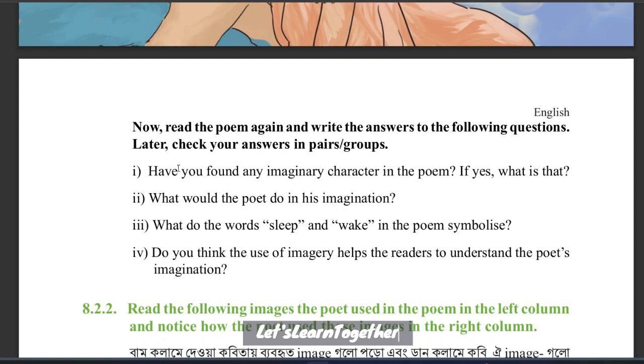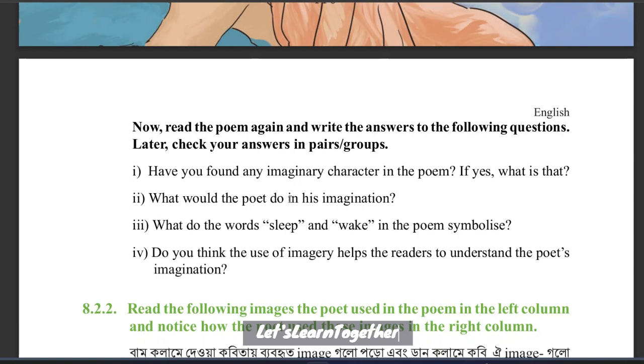poem, right? The first question is: have you found any imaginary character in the poem? If yes, what is that? Look, in this poem, the imaginary character is the poet himself. Like when he imagines himself in his dream, having wings, flying like a bird. So, in that imagination, the poet with wings is basically the imaginary character in the poem.